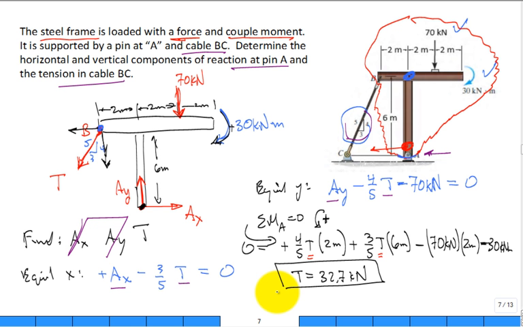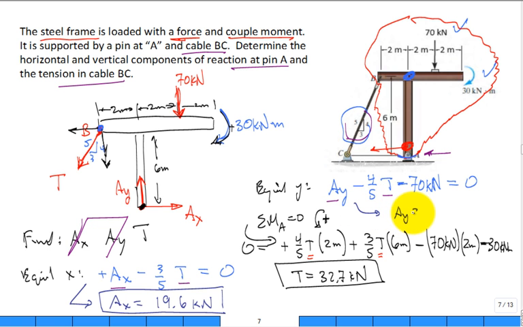So we solve for one of our unknowns. Now we go back and we can take either this x equation, that's fine, and you can then solve for Ax. Ax is 3/5 T. It comes in at 19.6 kilonewton, box that. And then likewise, we can come up here and solve for Ay. And Ay comes in at a whopping 96.2 kilonewtons. Let me ask a few of you to verify those last two numbers, okay?